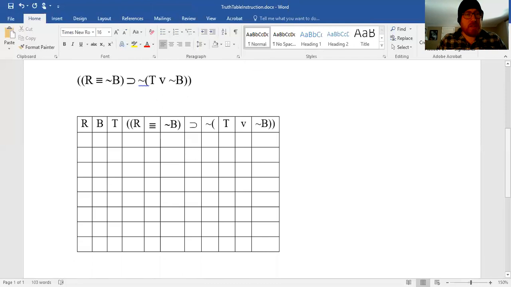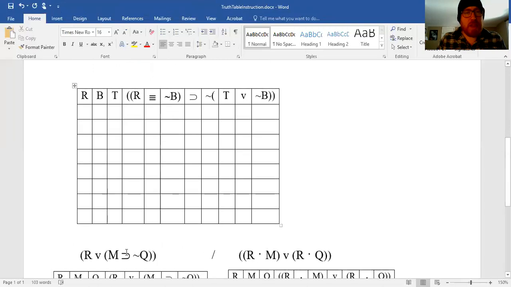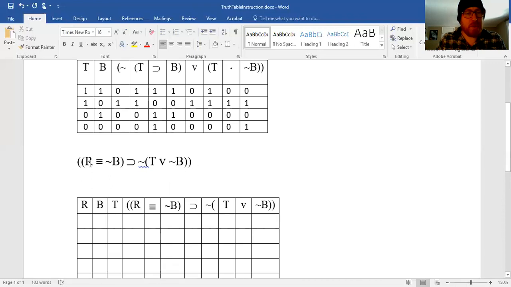Okay, now let's look at this one. All right, so here's what we have. R, if and only if not B, only if it's not the case that either T or not B. Okay, now, notice here we've got a longer table. We've got a table with 8 lines instead of 4. Why? Because we have 3 letter types. We've got R, B, and T, right? So we've got 3 letter types.